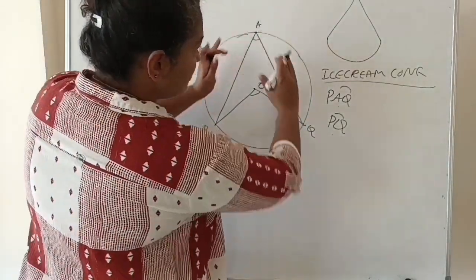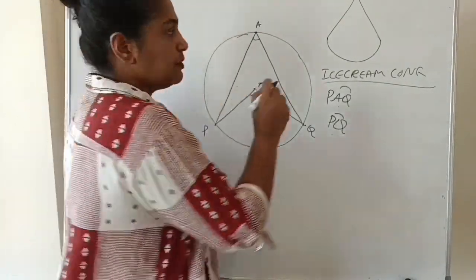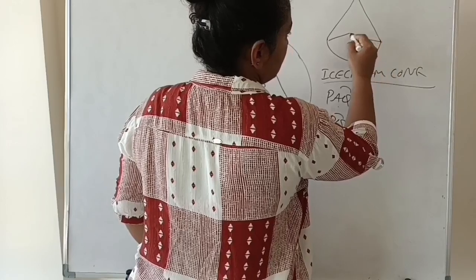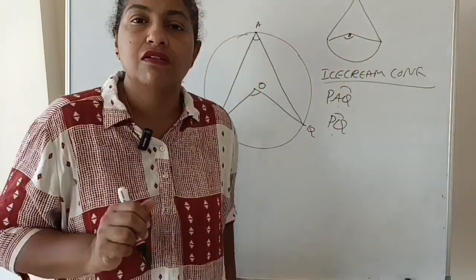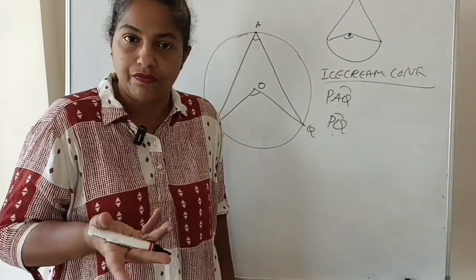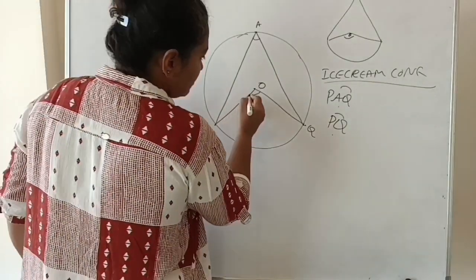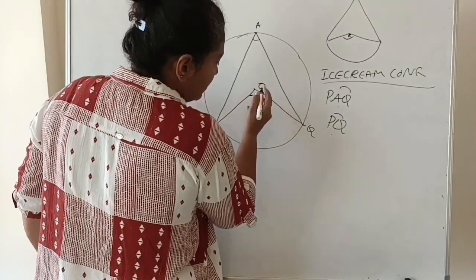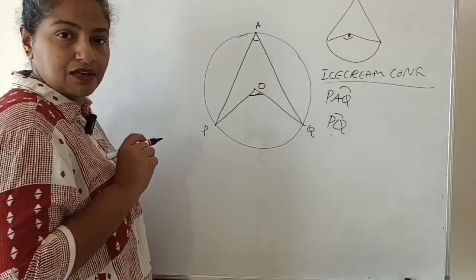Okay. This is our ice cream cone, with a different flavor at the base. Okay. We need to show that this particular angle is twice this particular angle.